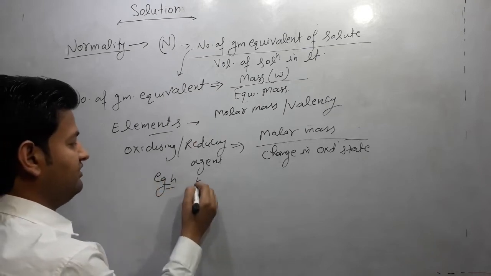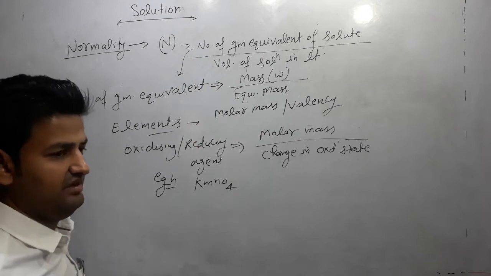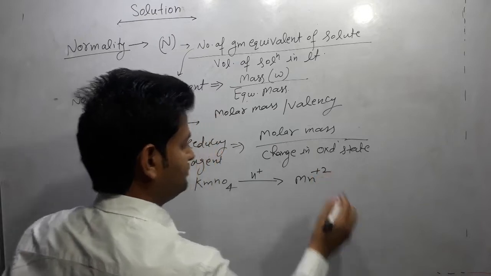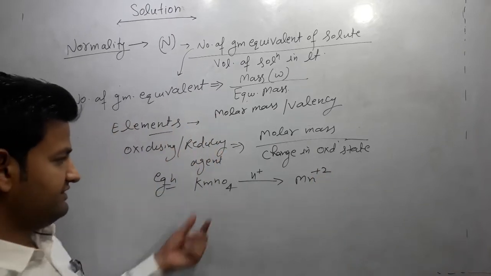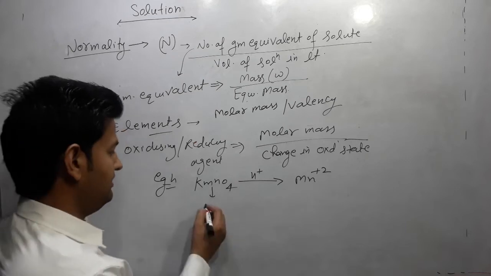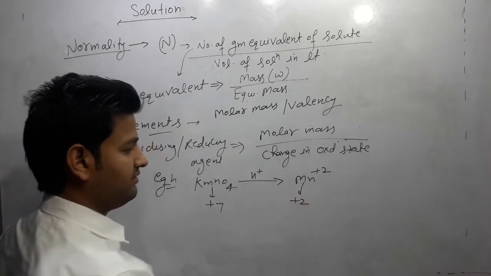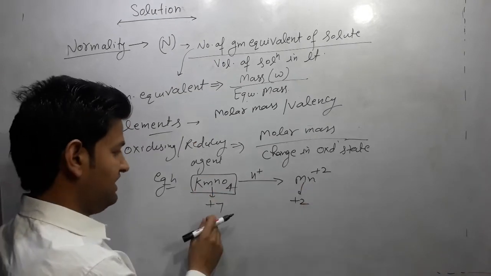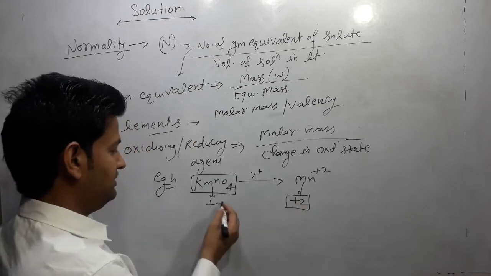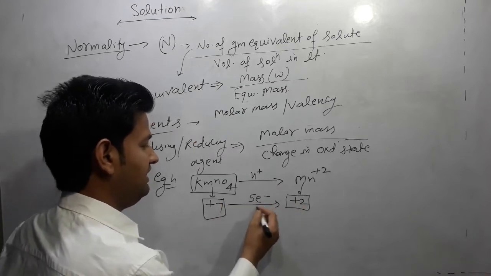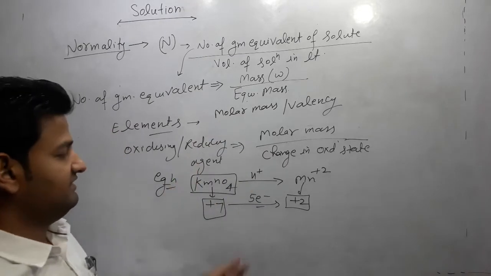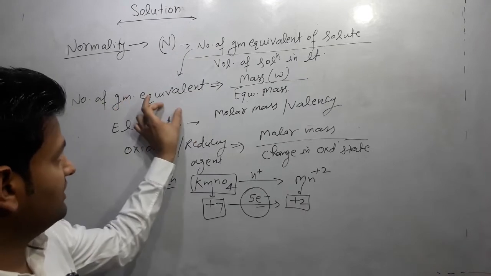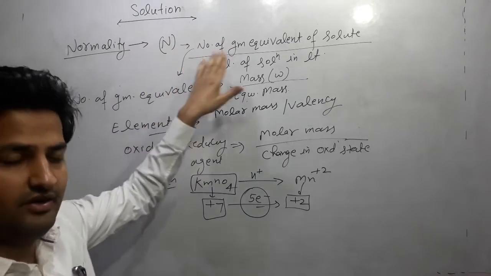Example, KMnO4, a strong oxidizing agent. In acidic medium it changes into Mn plus 2. Here the oxidation state of manganese is plus 7 and here the oxidation state is plus 2. Manganese itself is reduced from plus 7 to plus 2. So the number of electrons gained is 5 electrons. So the valency factor in this case is 5. So we can calculate the equivalent mass and the number of gram equivalents, and we can find out the normality of a solution.